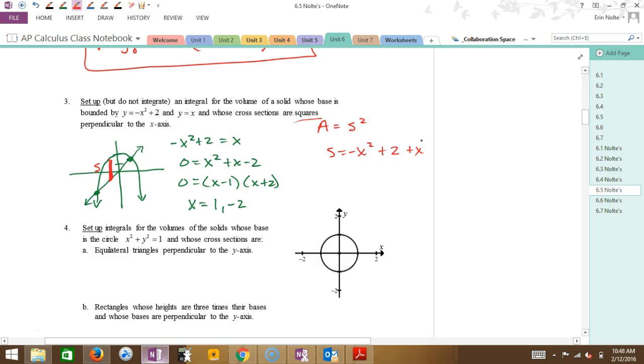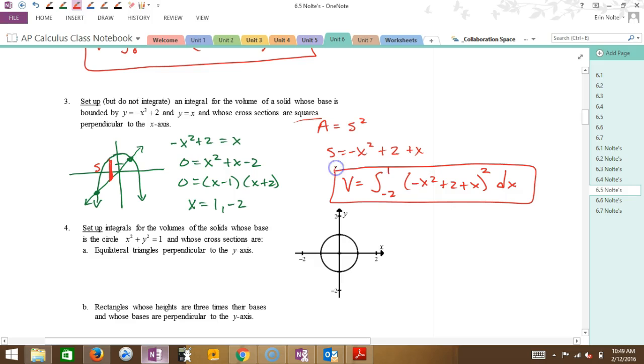Okay, so now I have enough information to write my integral. So my volume is going to equal the integral, okay, between which two x values? Negative 2 to 1, good. And then since my area is s squared, I'm going to have negative x squared plus 2 plus x. If you wrote that in its actual correct form, good job, because I would like that better the other way too. And then don't forget to square it because it's s squared for the area. dx. How do we do on that one?